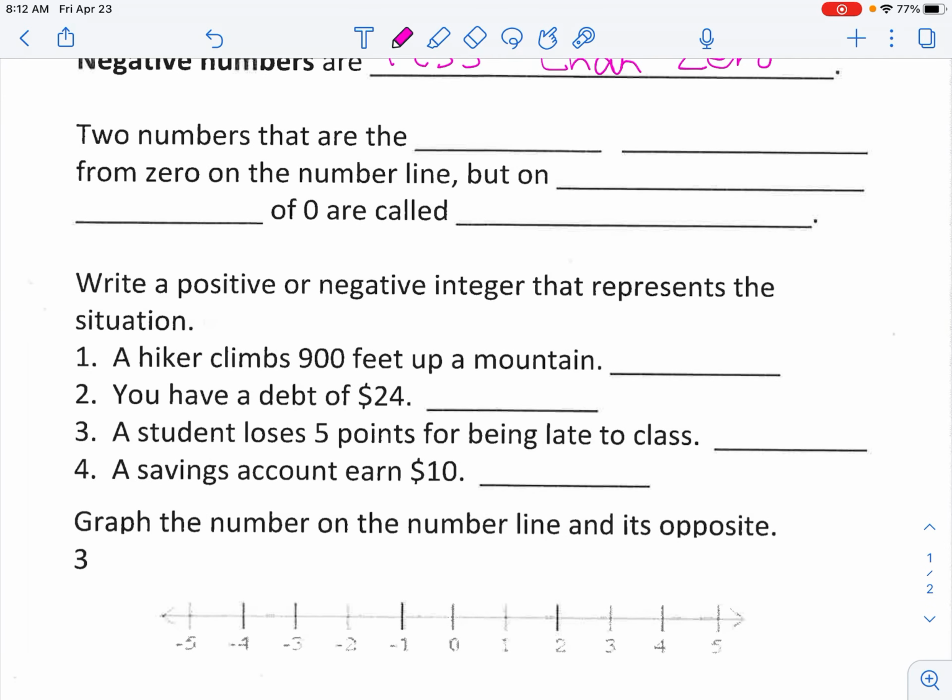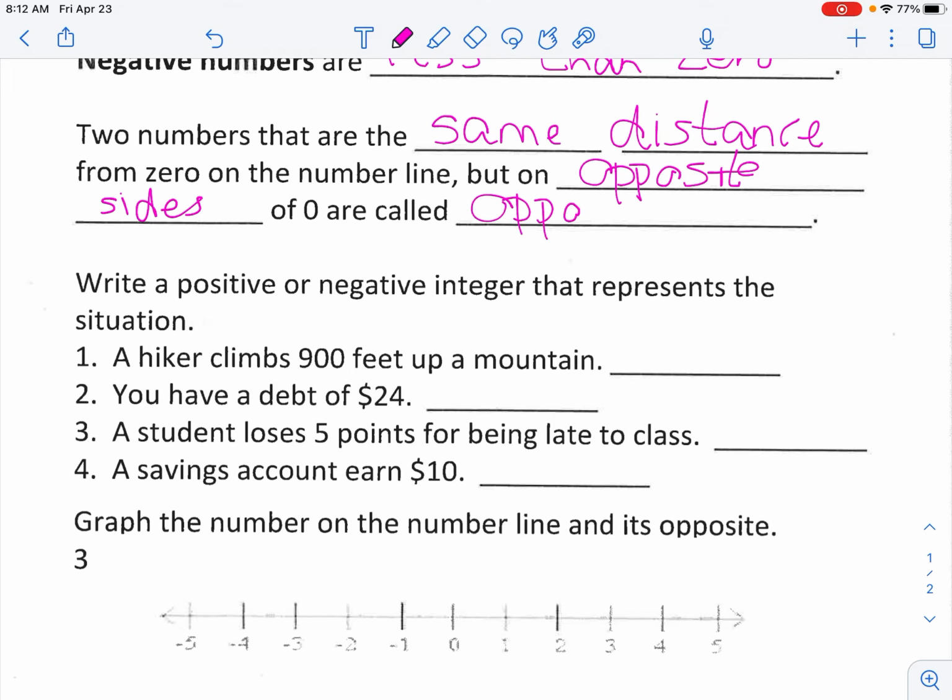Two numbers that are the same distance from 0 on the number line, but on opposite sides of 0, are called opposites. So for example, above, when I gave you the examples of 2 and negative 2, 2 is 2 steps to the right of 0. Negative 2 is 2 steps to the left of 0. So 2 and negative 2 are considered opposites.